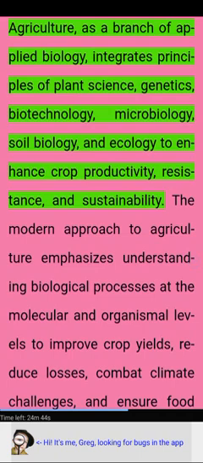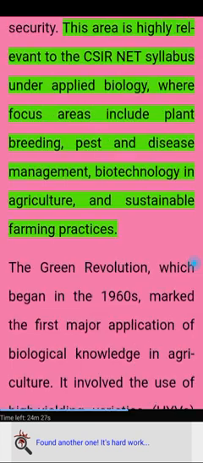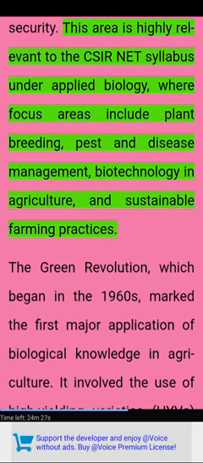Agriculture, as a branch of applied biology, integrates principles of plant science, genetics, biotechnology, microbiology, soil biology, and ecology to enhance crop productivity, resistance, and sustainability. The modern approach to agriculture emphasizes understanding biological processes at the molecular and organismal levels to improve crop yields, reduce losses, combat climate challenges, and ensure food security. This area is highly relevant to the CSIR-NET syllabus under Applied Biology, where focus areas include plant breeding, pest and disease management, biotechnology in agriculture, and sustainable farming practices.